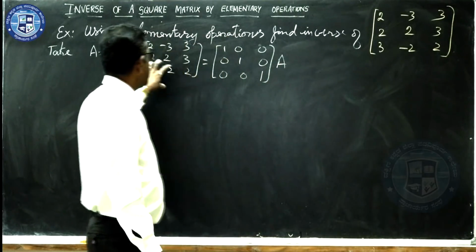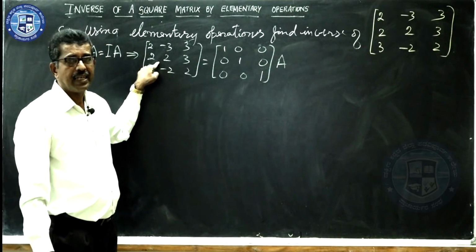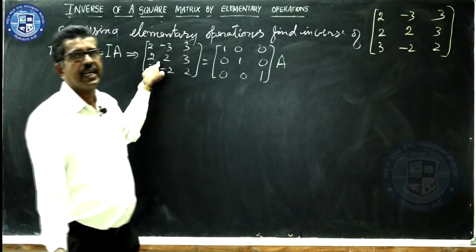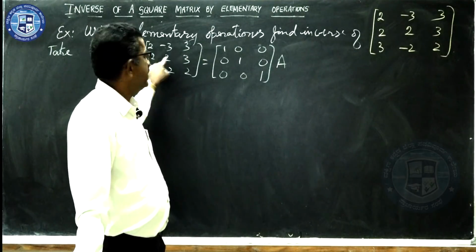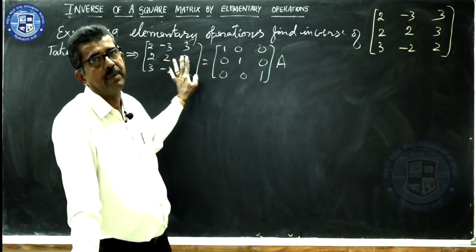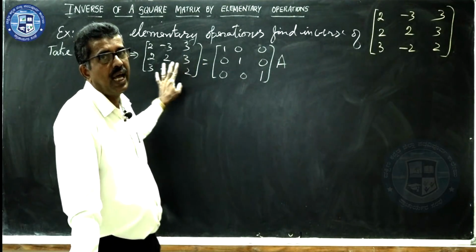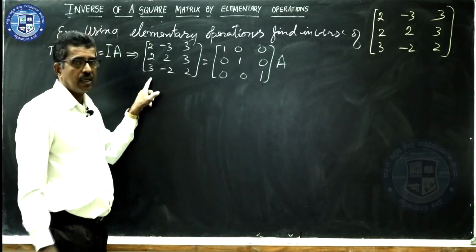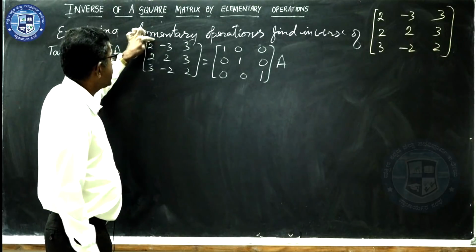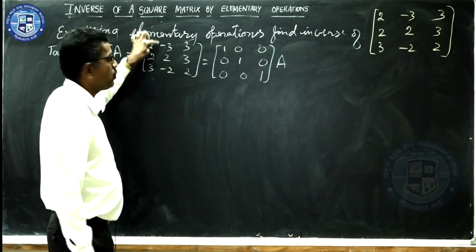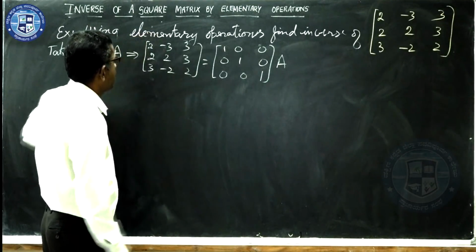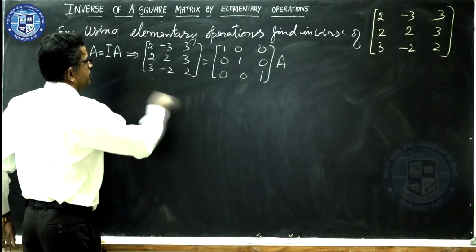You are supposed to convert this left hand side into the identity matrix. How can we convert the left hand side into the identity matrix? Applying row operation. Here only row operation is applicable. The very first step to think of is making the first element 1 here. In order to get the identity matrix, this element has to be made 1 by applying row operations.